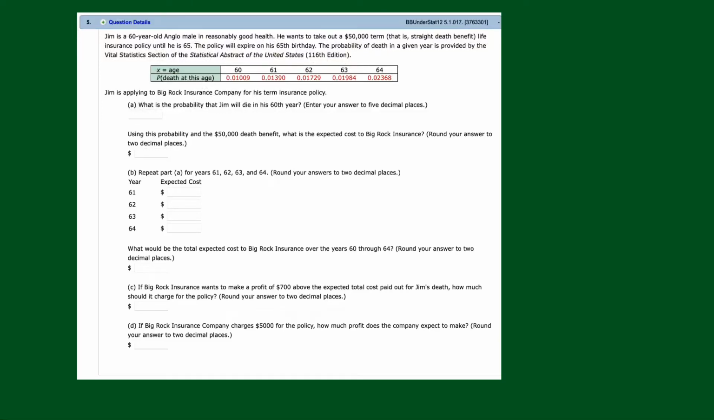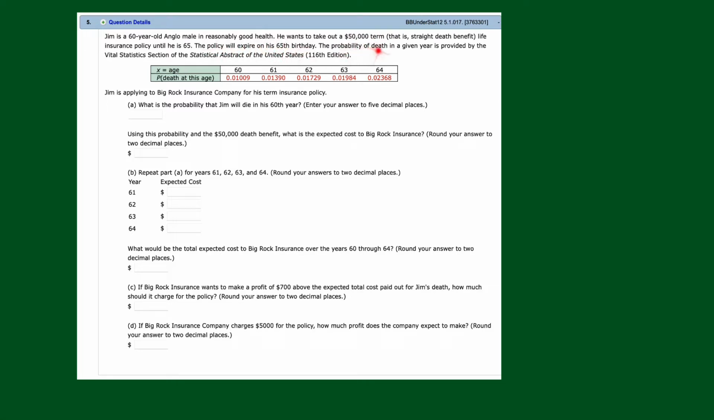Section 5.1, the last problem in this set of problems, is number 5. It says Jim is a 60-year-old Anglo male in reasonably good health. He wants to take out a $50,000 term, that is, straight death benefit, life insurance policy until he's 65. The policy will expire on his 65th birthday.